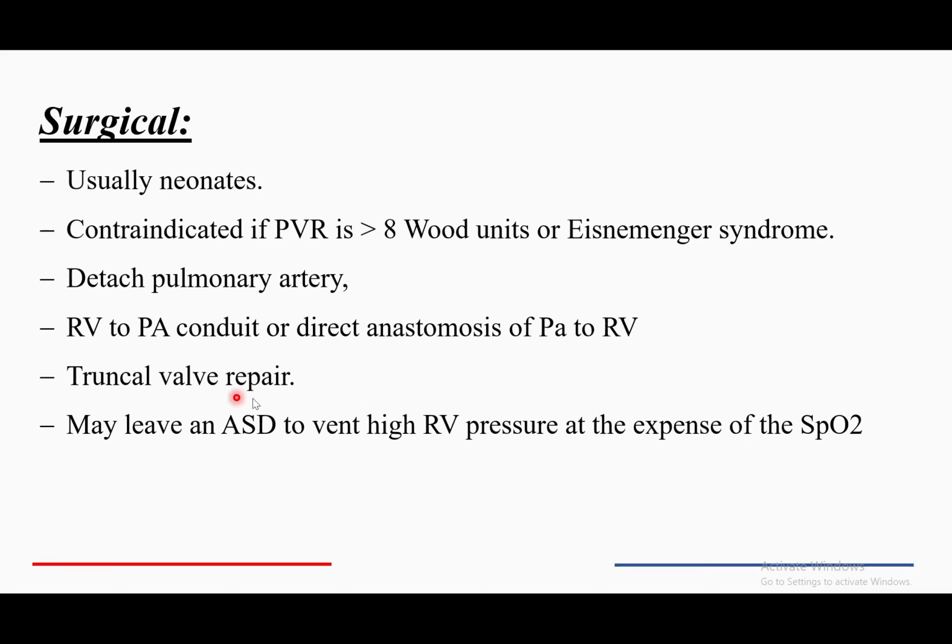Truncal valve repair, if there is a regurg. We may leave an ASD to vent the high right ventricular pressure at the expense of some desaturation, because many of these patients are pulmonary hypertensive. So post-bypass, we may find a high pulmonary artery pressure that may render weaning from the bypass difficult. So an ASD will relieve the RV pressure and allow for weaning from the bypass and better hemodynamics at the expense of some cyanosis.